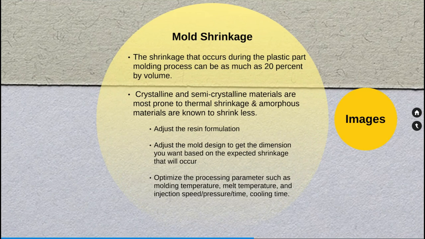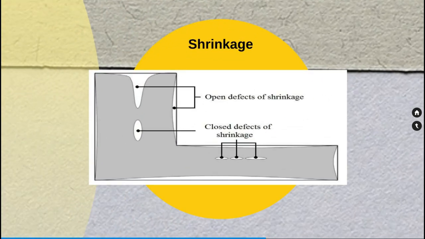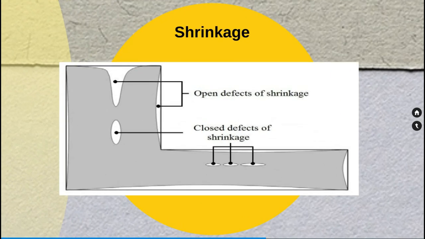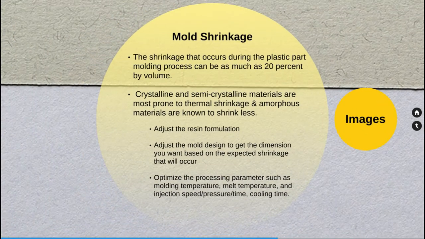So you can reduce the shrinkage by adjusting the resin formulation or adjust the mold design to get the dimension you want based on the expected shrinkage calculation, and also optimize the processing parameters such as molding temperature and pressure, injection speed and time to get more accurate results. You can see in this image the defects caused by shrinkage. It could be the voids formed inside the plastic component or the seam marks or warpage.